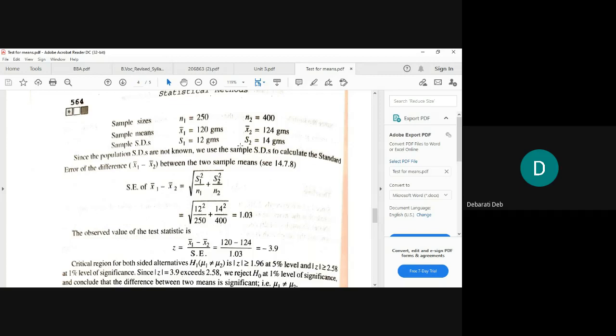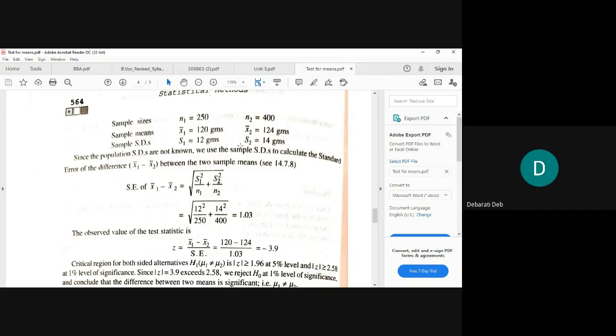Then sample SDs, that is standard deviations. S1 equals 12, S2 equals 14. I think in the question it is mentioned 4, but it will be 14, okay? So sample SDs, S1 equals 12 and S2 equals 14. So we have noted down the things as per the information given in the question.